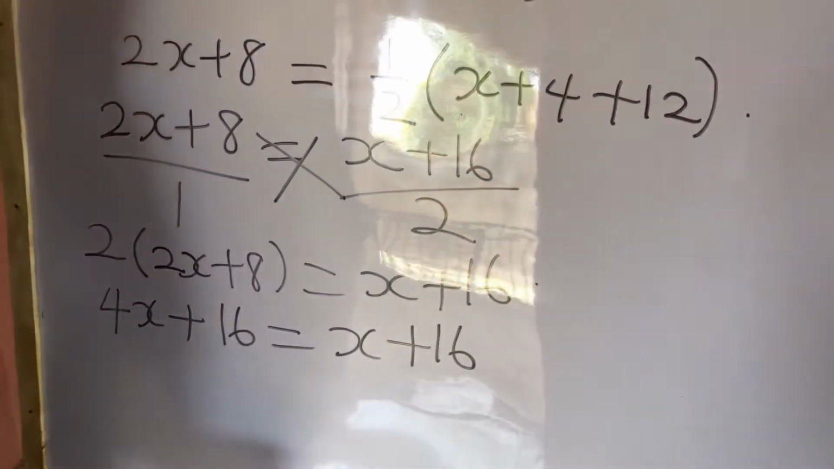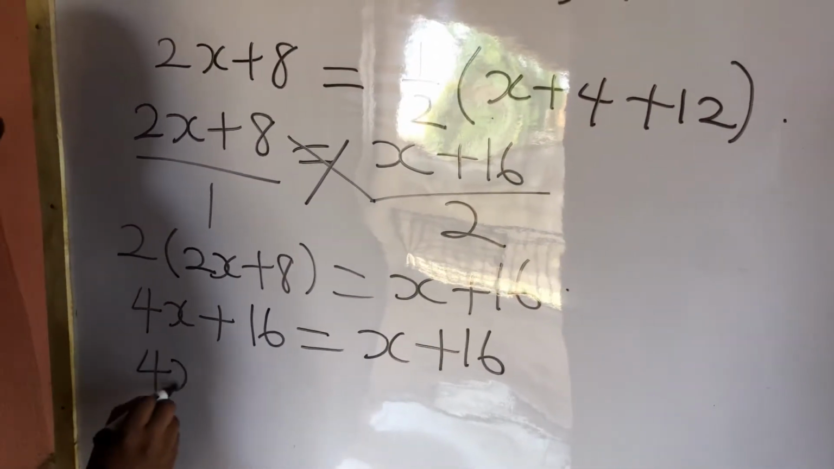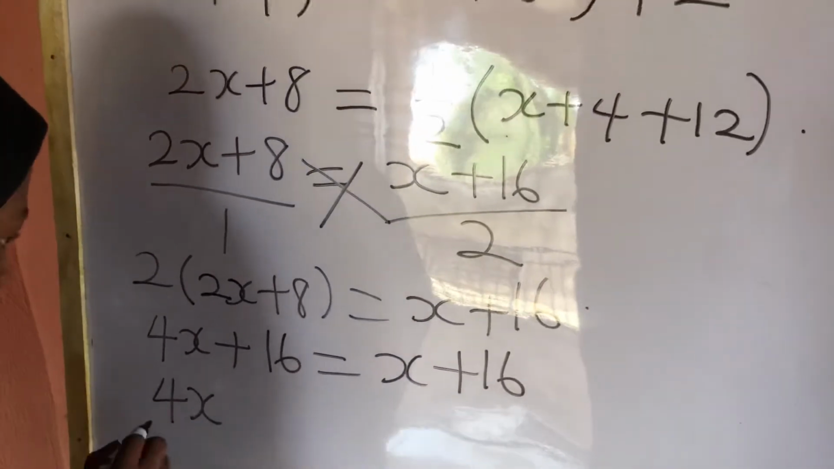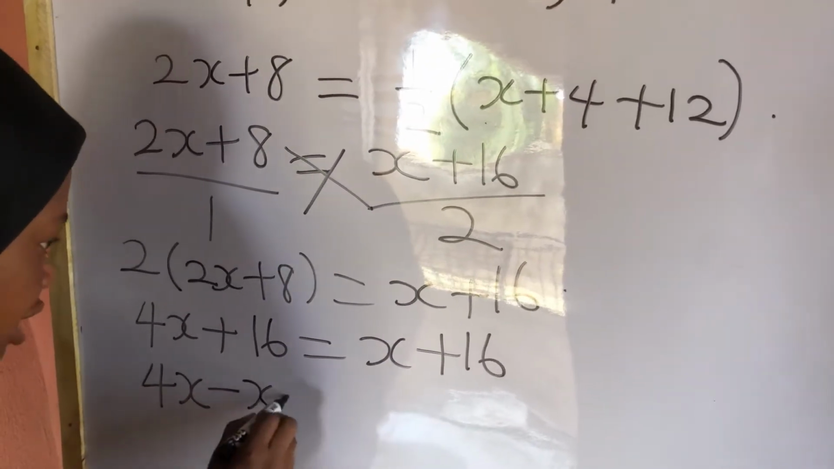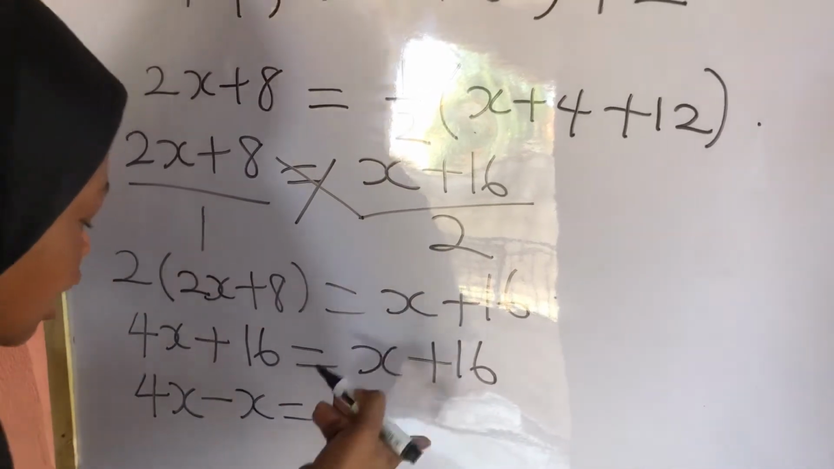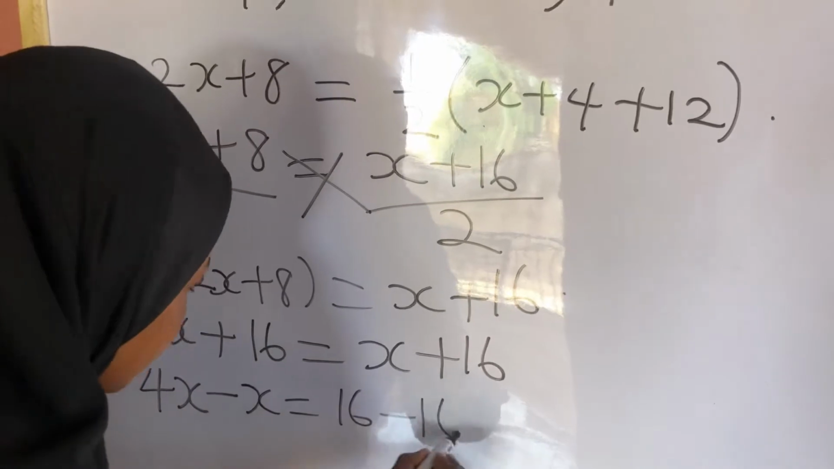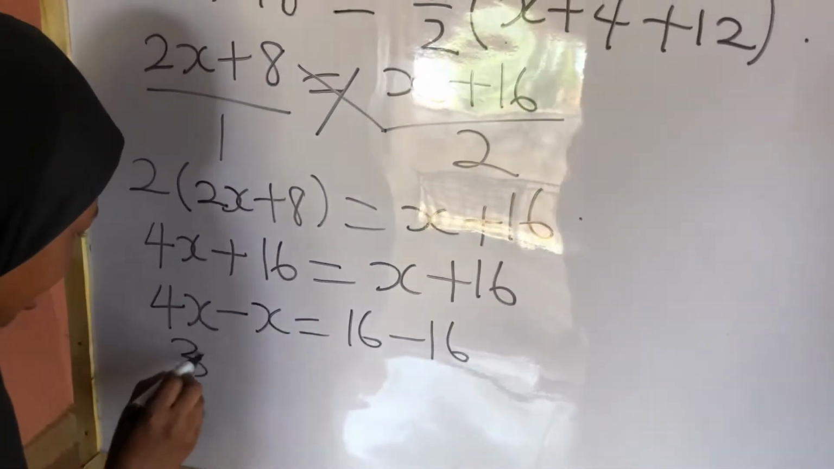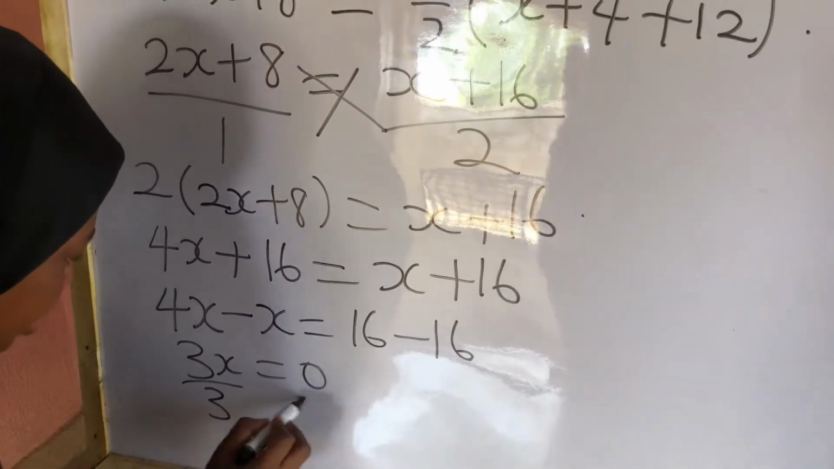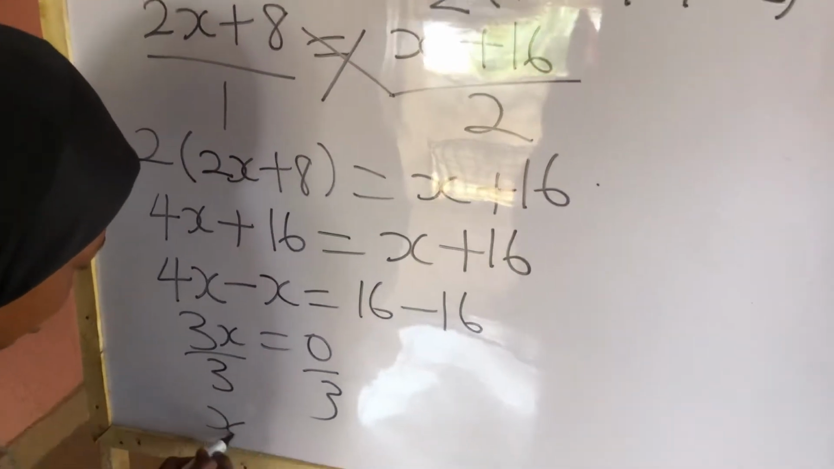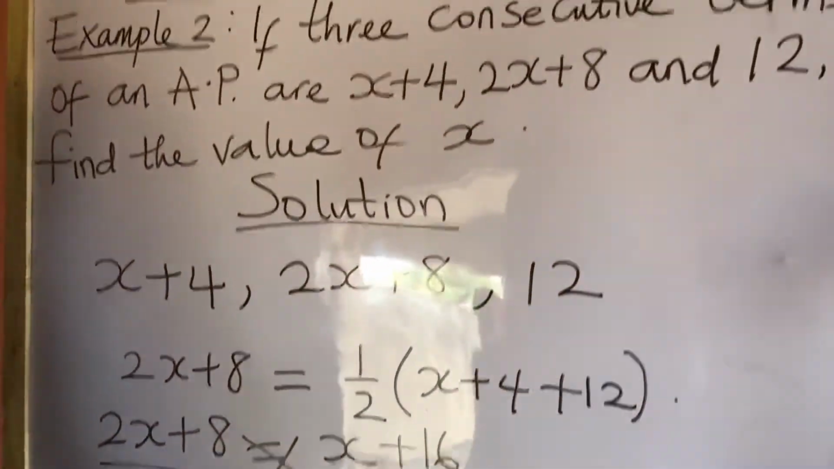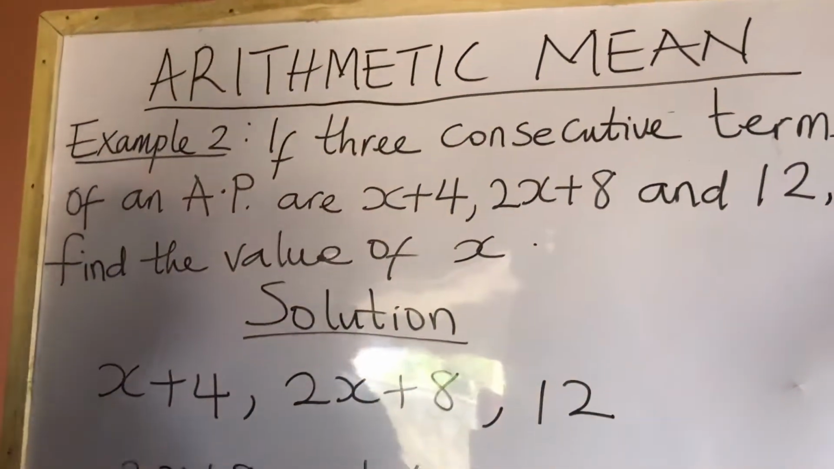So let's collect like terms. 4x, this x, let it come here, so it becomes minus x, is equal to 16. Then the plus 16, if it goes out, it becomes negative. So we have 3x is equal to 0. So divide both sides by 3. So x is equal to 0. And that is the answer. So the value of x is equal to 0.